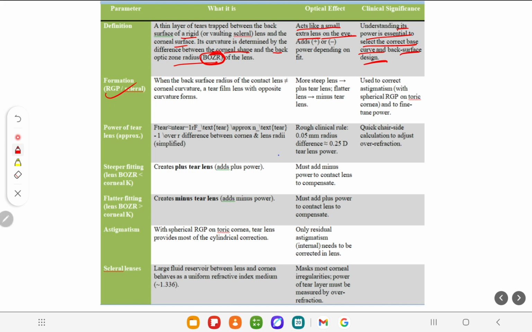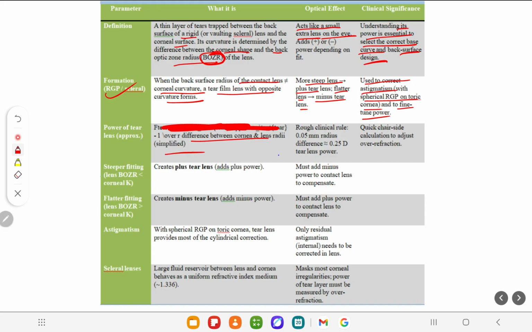So formation: when the back surface radius of the contact lens is not equal to the corneal curvature, a tear lens with the opposite curvature is formed. It's always there. The steeper the lens, a plus tear lens will form. The flatter the lens, a minus tear lens will form. It's very important. Flat fitting will create a minus tear lens. Steep, tight fitting will create a plus tear lens. So you use it to correct the astigmatism with a spherical RGP on a toric cornea and to fine tune power. I have already talked about power; a simple formula is used there.